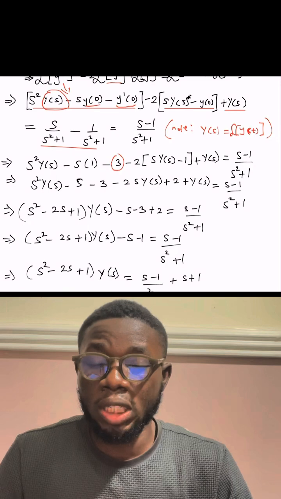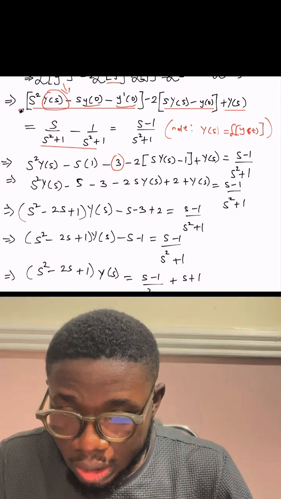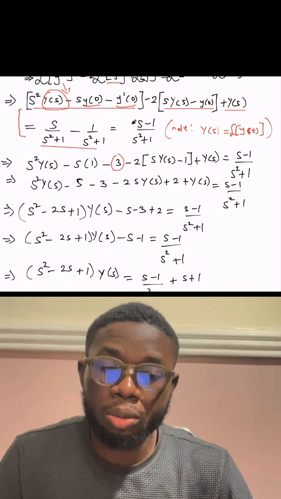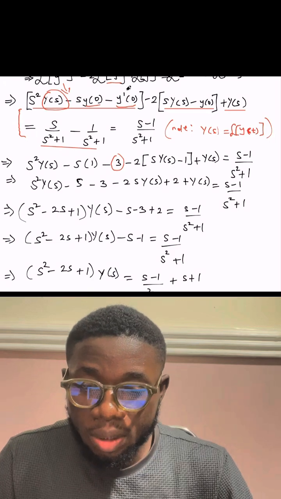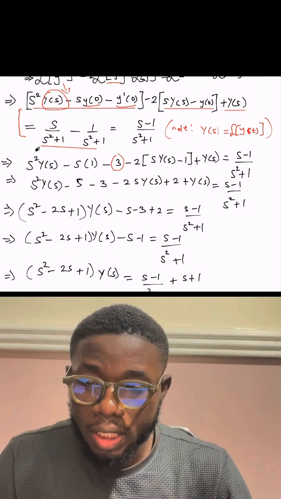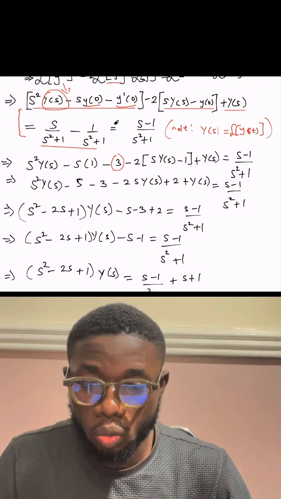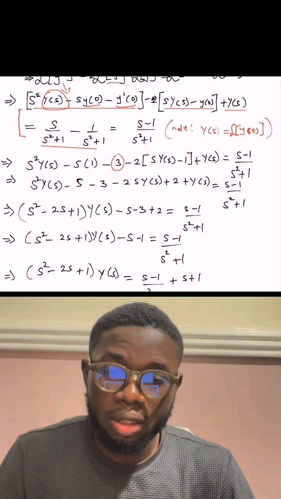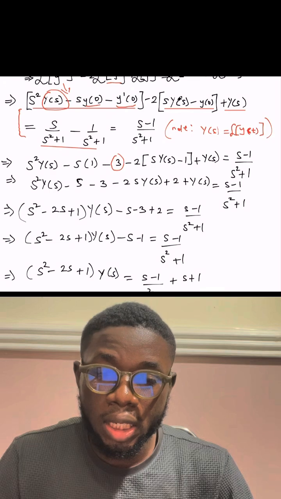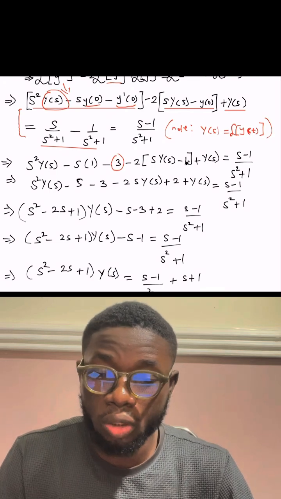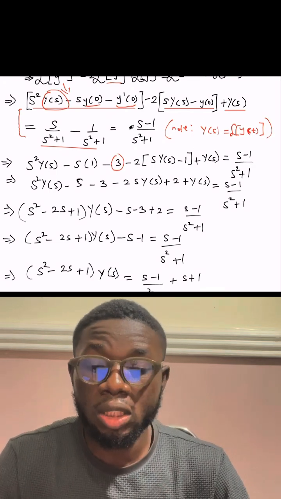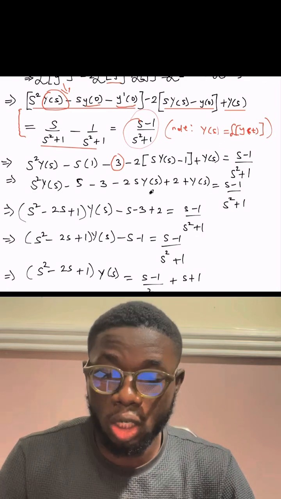All I'm doing out here is that my work starts from this side. I'm substituting, so I've been able to simplify all of this now. s squared y of s minus s times y of 0, which is 1, minus 3. Then minus s times y of s minus y of 0, which is 1, plus y of s equals this, which is s minus 1 over s squared plus 1.